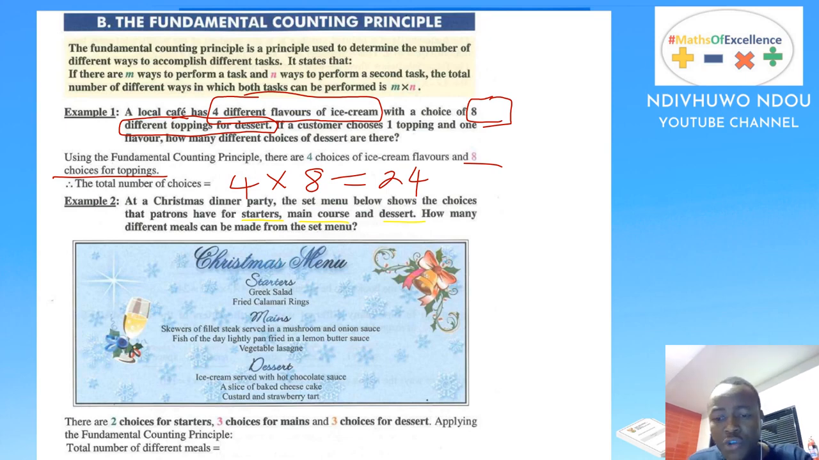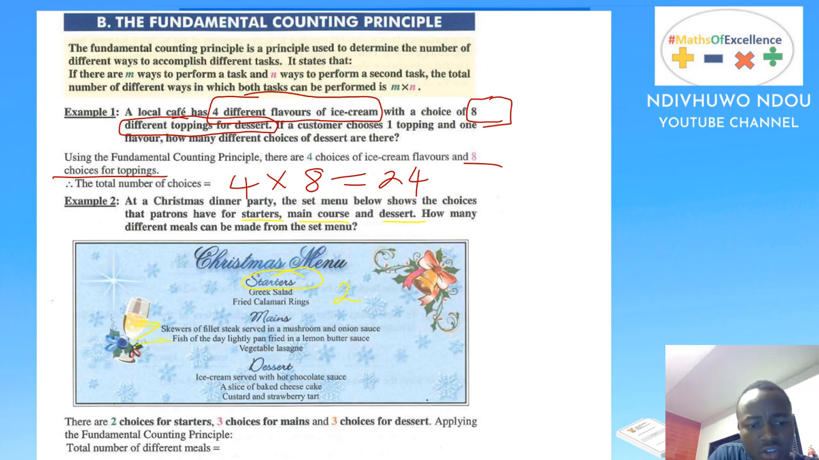So what you do in the counting principle, you simply calculate how many choices you have in each particular situation. We're going to start with the starters and look at how many choices there are, right? So we have Greek salad and we have fried calamari rings. So we only have 2 choices in the starters. Okay, so let's go to the main course. As you can see, we have skewers of fillet steak served in a mushroom and onion sauce as the first choice, right? And on the second choice we have fish of the day, lightly pan fried in lemon butter sauce.